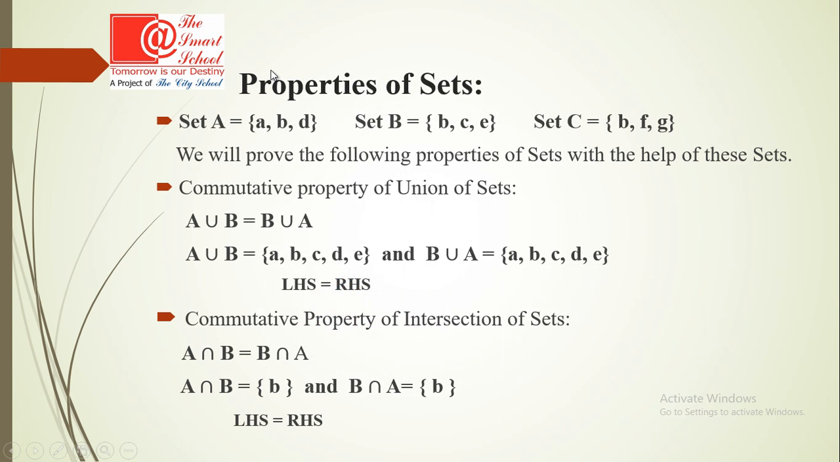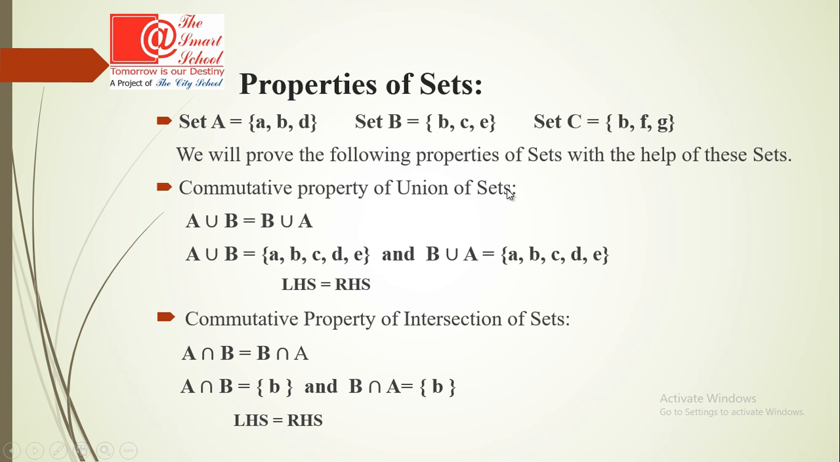Now, properties of sets. I am writing these three sets and we will take help of these three sets to prove all the properties which are given, all the four properties. Okay, now we will prove the following properties of sets with the help of these sets. The first one is commutative property of union of sets.